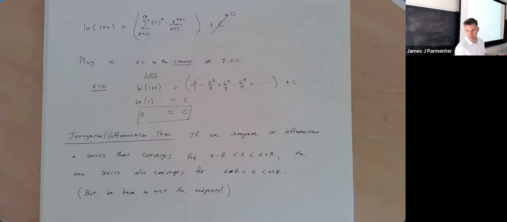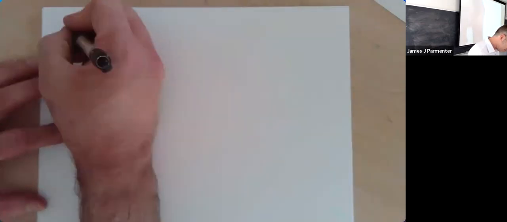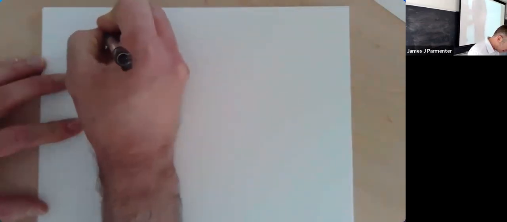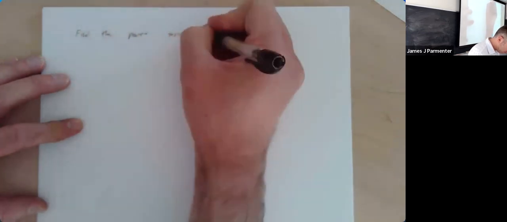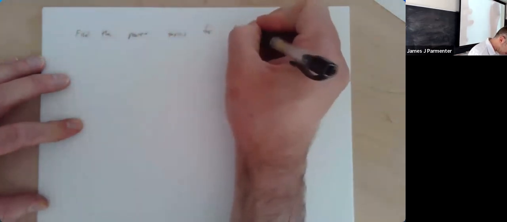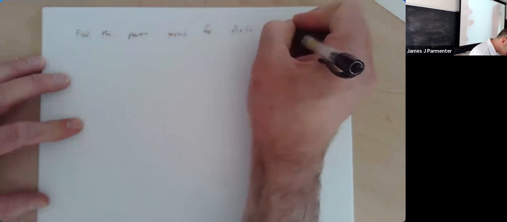Let's look at another example. Here's another kind of classic example. Let's say we want to find the power series for f of x equal to the arctangent of x.